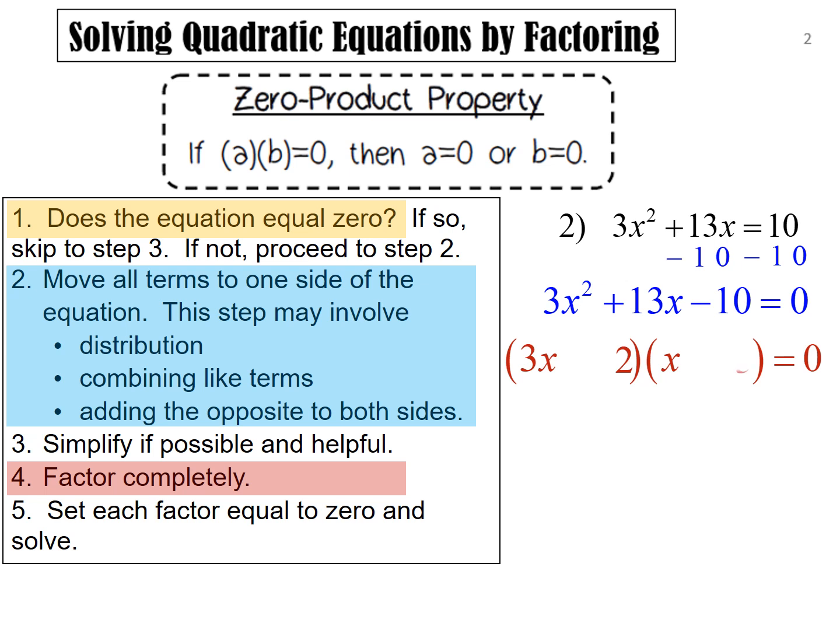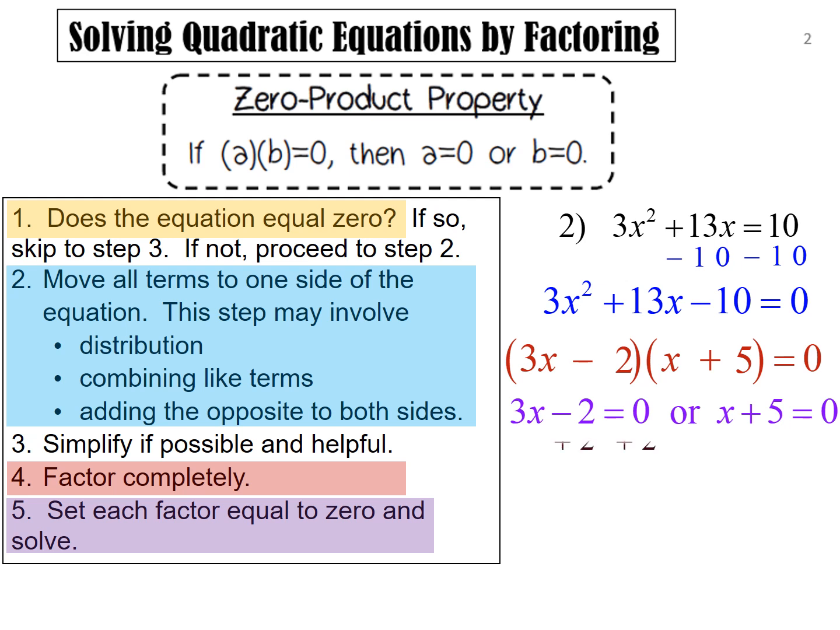We're going to try out our loops. And when we do, in the middle loop, we get negative 2x, and on the outer loop, we get 15x, and it definitely comes up to 13x. Now that we have it factored, we're going to set each factor equal to 0. 3x minus 2 is equal to 0. x plus 5 is equal to 0. We're going to solve for each one.